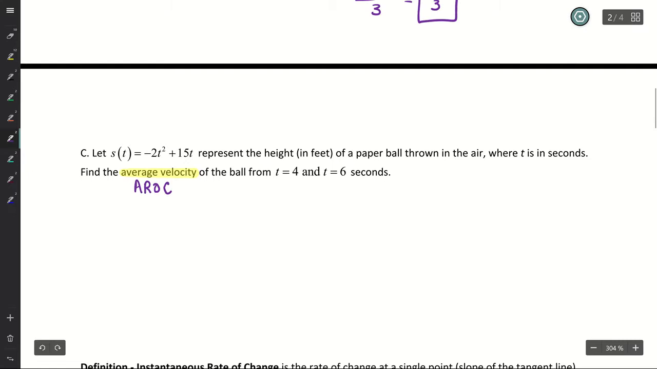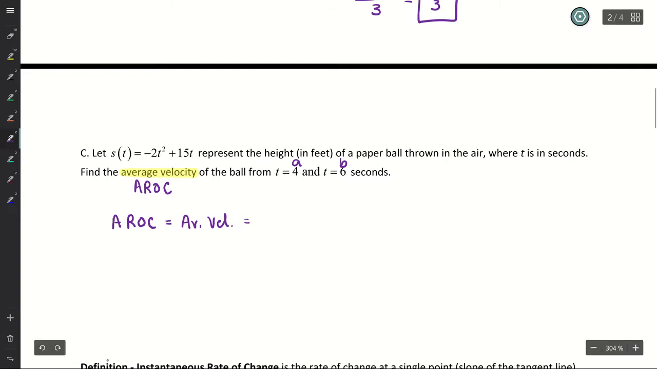Once again, they gave me from t equals 4 to t equals 6 seconds. Those are going to be like my x values. Notice in this particular problem, instead of having x as our variable, we have t. Remember the smallest one is my a value and the largest one would be my b value. So we're finding average rate of change, which is the same thing as the average velocity. I'll abbreviate that, AV for average and VEL for velocity.